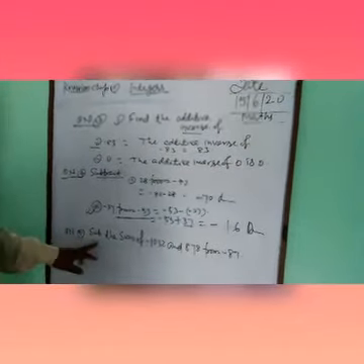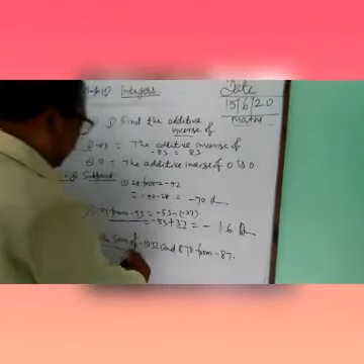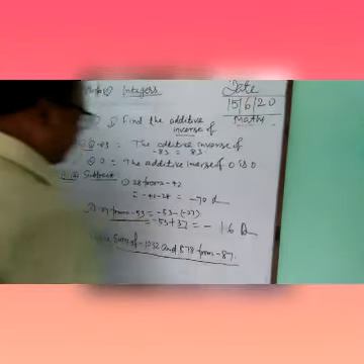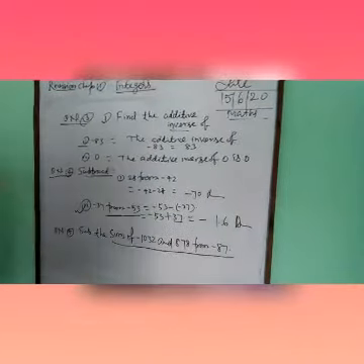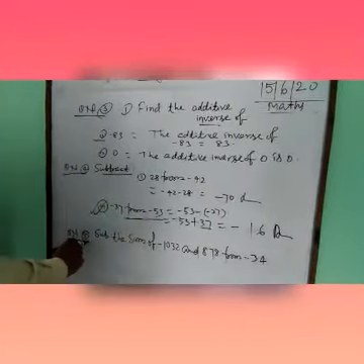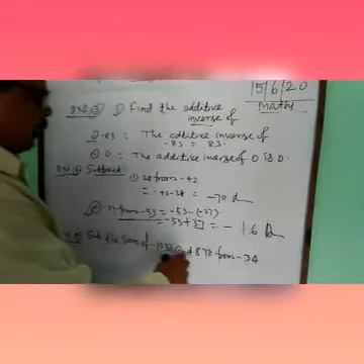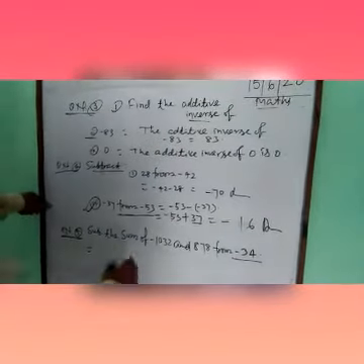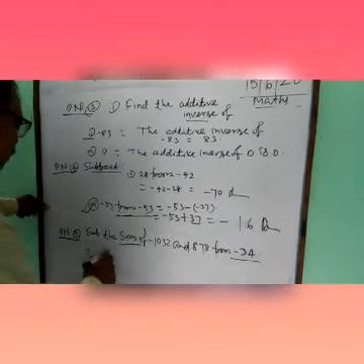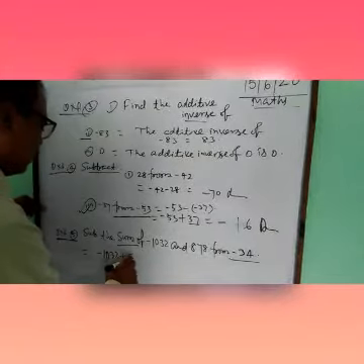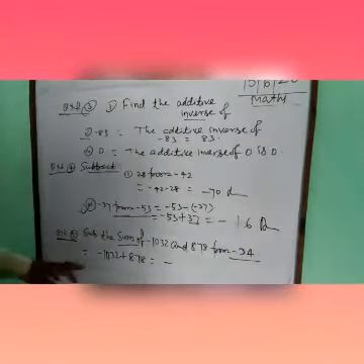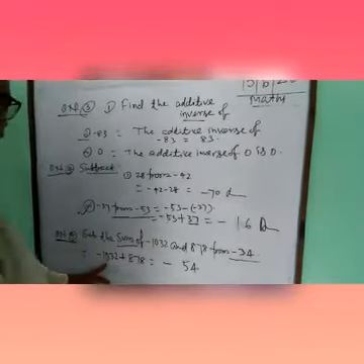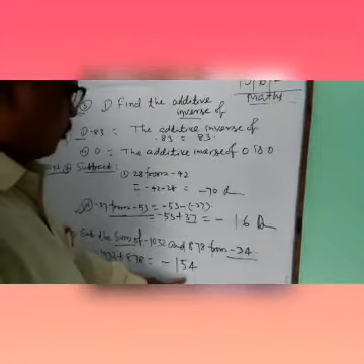Question number 5. Subtract the sum of -1032 and 878 from -34. First find the sum: -1032 plus 878 is equal to minus, 12 less 8 is 4, 12 less 7 is 5, 9 less 8 is 1, -154.